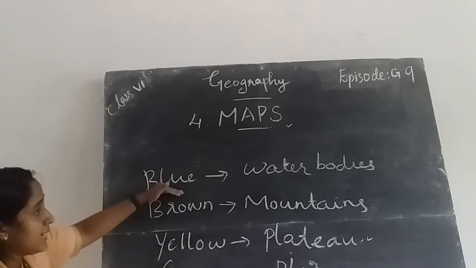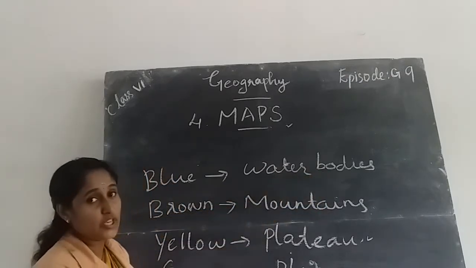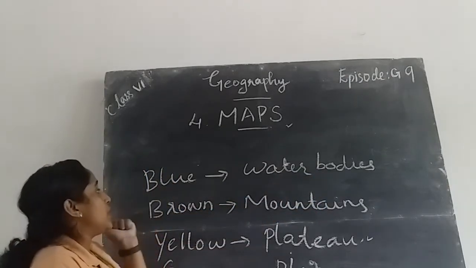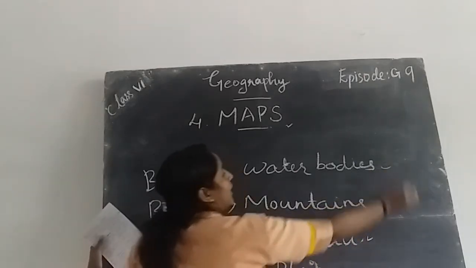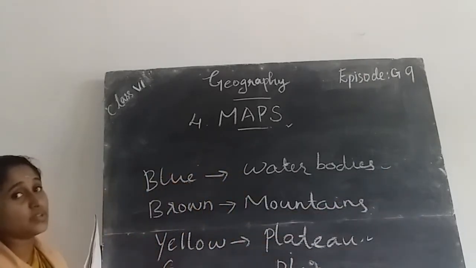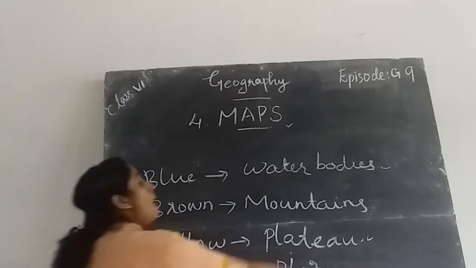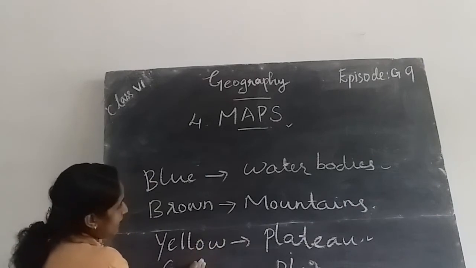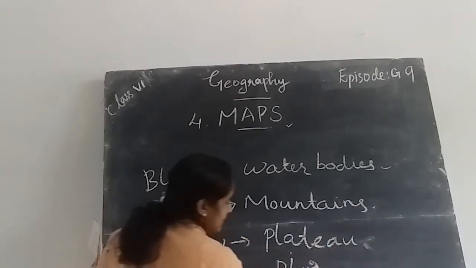Blue color is mainly used for water bodies. We use a blue color symbol that shows water bodies. Brown color shows the mountains, yellow color shows plateaus, and green color shows plains.